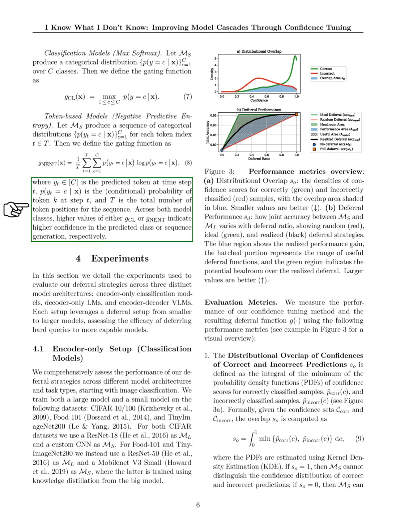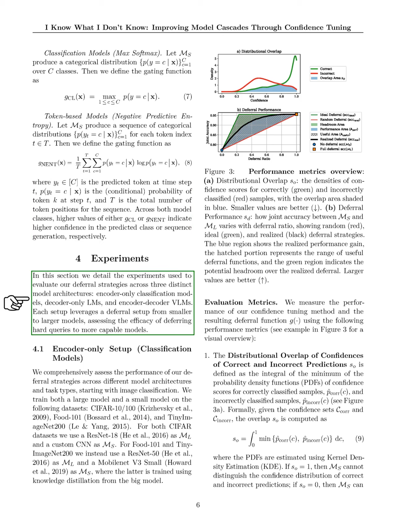Section: Experiments. In this section, we describe the experiments we conducted to evaluate our deferral strategies using three different model types: encoder-only classification models, decoder-only language models, and encoder-decoder vision language models. Each setup tests how well we can defer challenging queries to more capable models, moving from smaller to larger models.